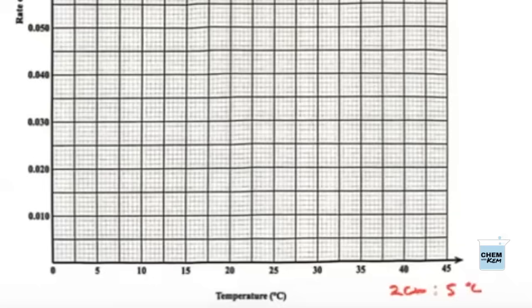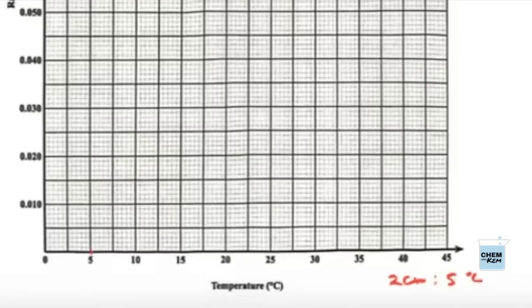So let us go for the first one. We have at 5 degrees. Temperature is on the x-axis, so we'll find 5 degrees. Now we shouldn't really mark it there. Just put a dot there for us to realize that's where we're going to be plotting on our x. So at 5 degrees, we're going to find 0.017. 0.017 should be here. So we'll circle that.